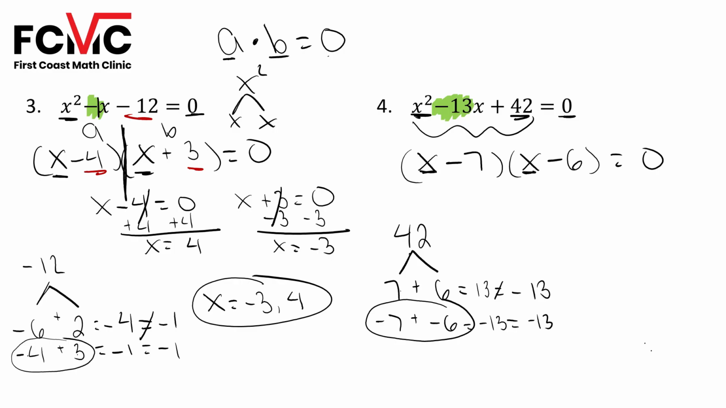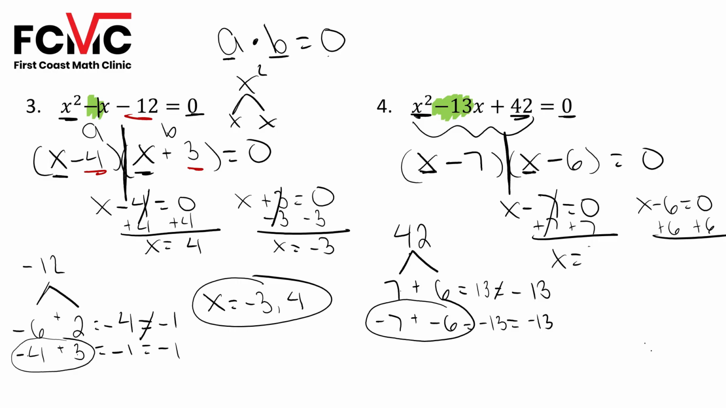Now we can factor this where we're multiplying right here. So this is going to be x minus 7 equals 0. x minus 6 equals 0. Add the 7, add the 7, add the 6, add the 6, and we get x equals 7, x equals 6, so our solution is going to be x equals 6 and x equals 7 for number 4.